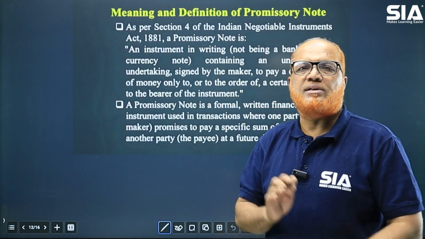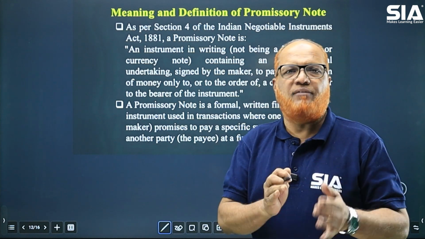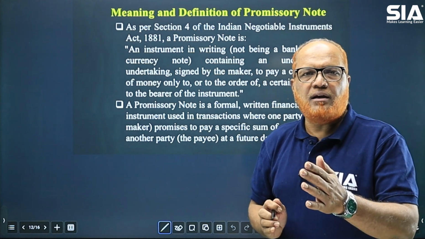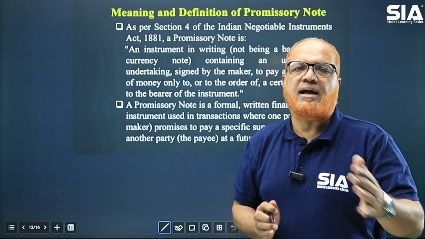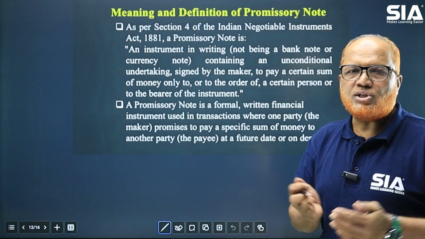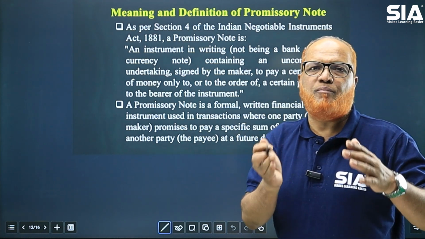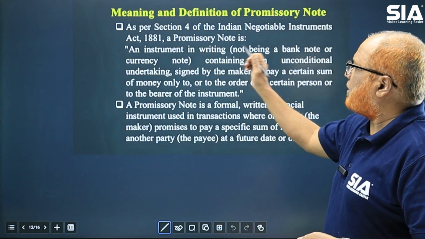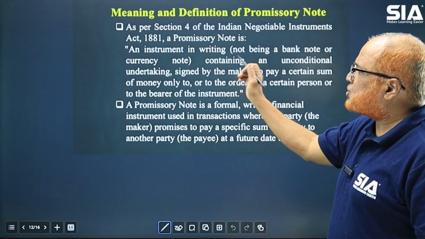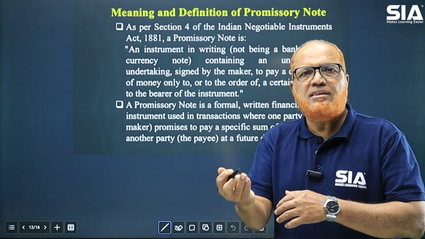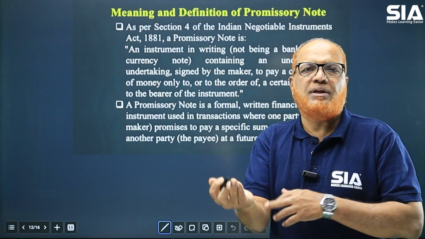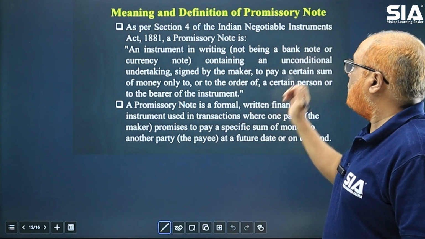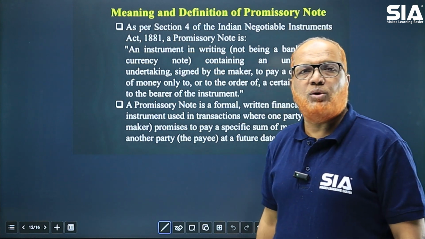Now I'm going to explain the meaning and the definition. The definition was given by section 4 of the Indian Negotiable Instruments Act 1881. Just in the previous video, I explained the definition of bills of exchange. Now, the definition of promissory note. So, a promissory note is an instrument in writing. Anything which is in document form is called instrument. So, it is an instrument in writing, not being a banknote or currency note.